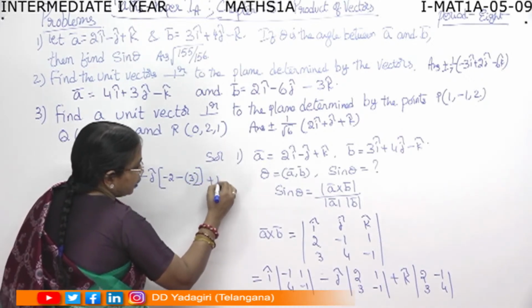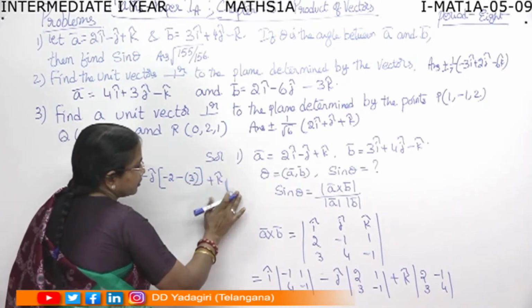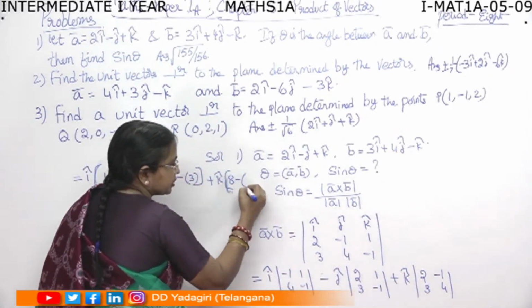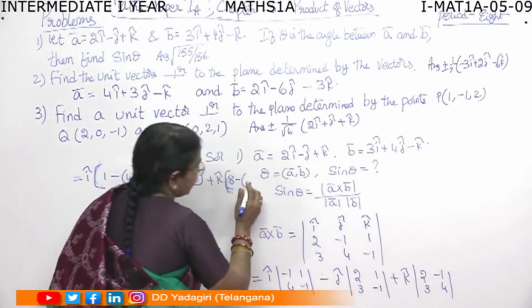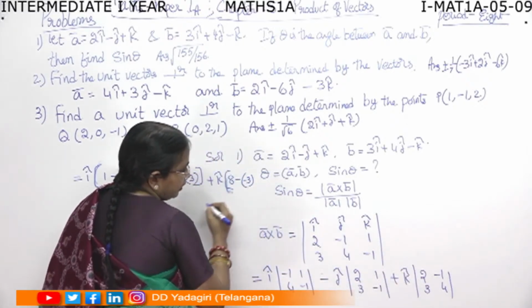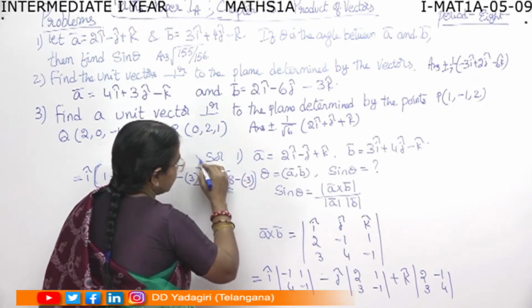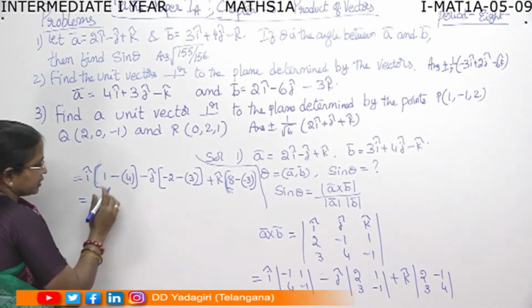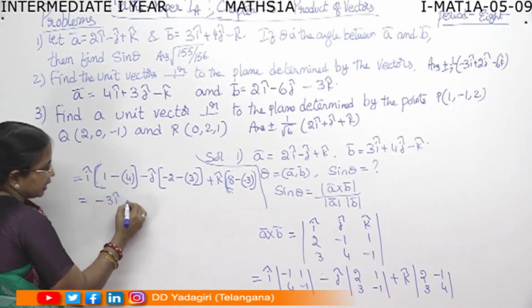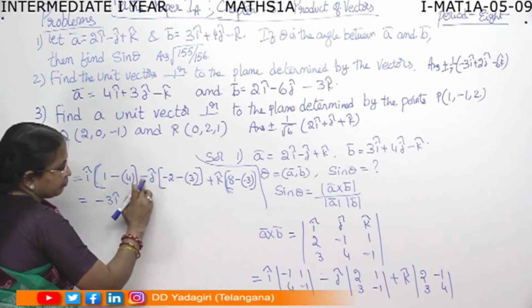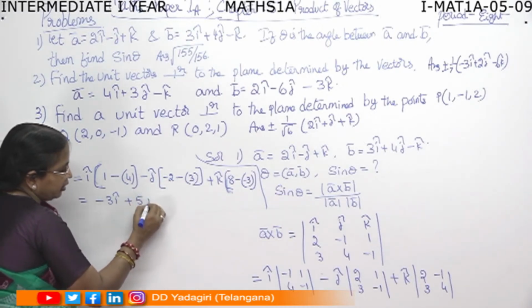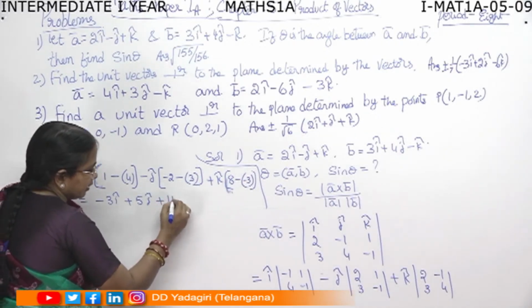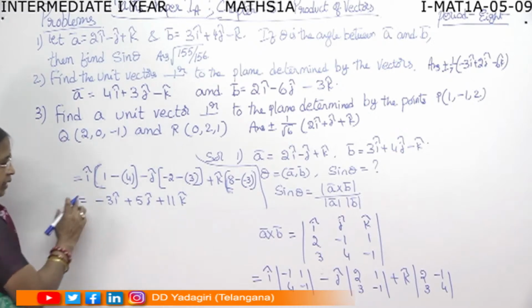And then plus k into, put square brackets, k into 4 twos are 8, minus. 8 minus, you put. And then 3 into minus 1 is minus 3. So like this you will write the values. Now you just simplify inside. So it is minus 3i, and this is minus 5, minus of minus, so plus 5j, and this is 8 plus 3, 11, so plus 11k. So you will get A cross B like this.